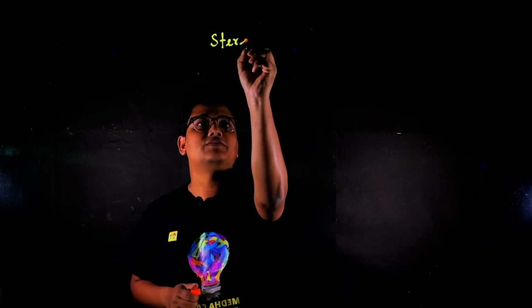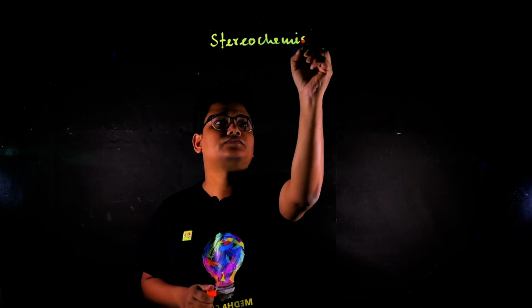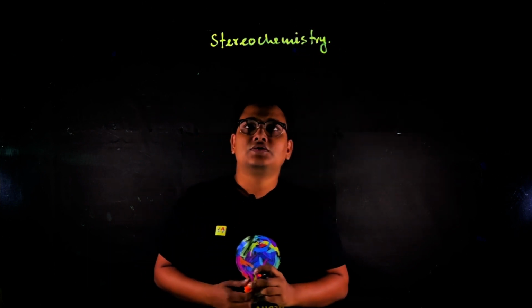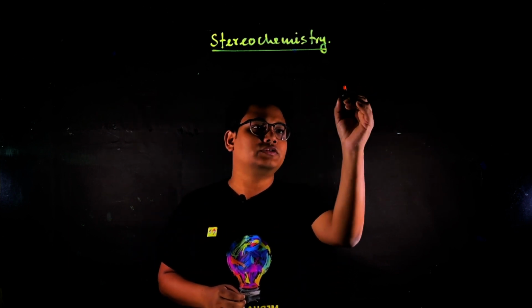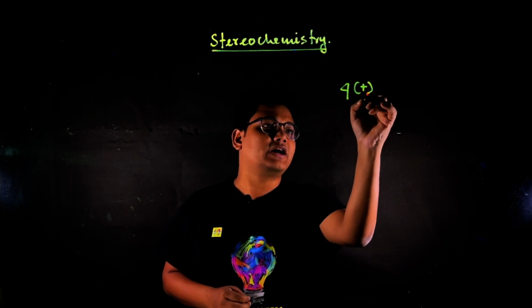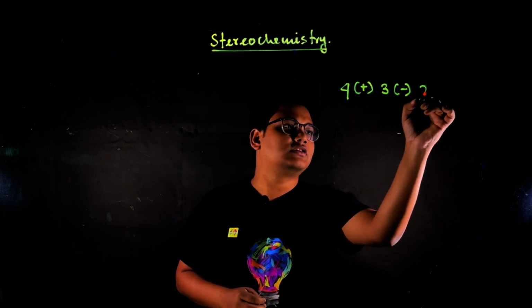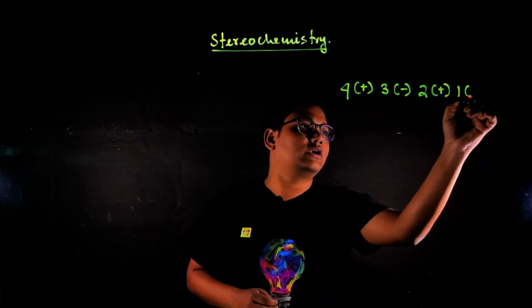So in this video, we will be talking about RS nomenclature, and I will show you one quick trick to find out the RS nomenclature of organic molecules. It is from the topic stereochemistry. So the trick is, first let me tell you the trick. You have to think like this: 4 plus, 3 minus, 2 plus, and 1 minus.